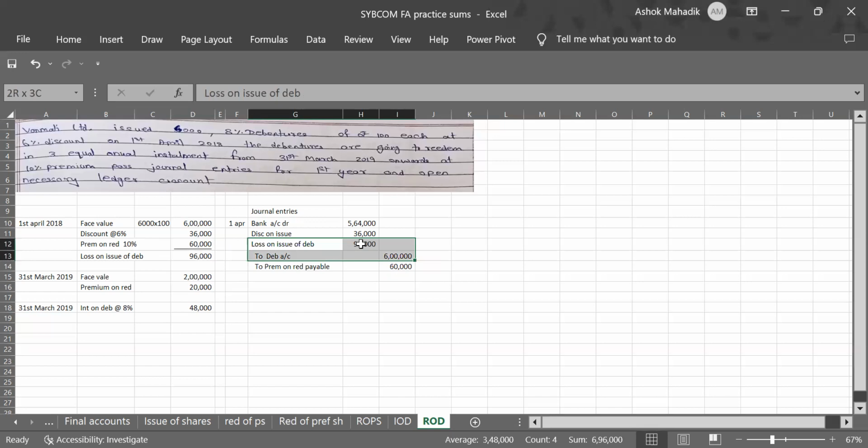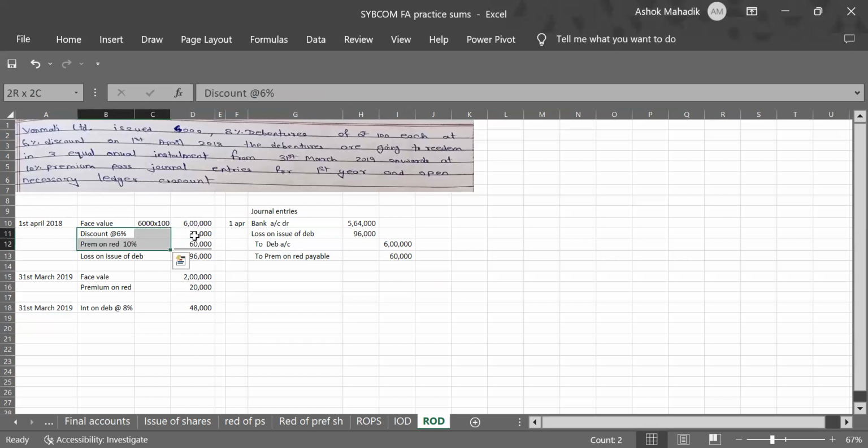Clear? I'm showing you all the bifurcation so that you understand it better. This becomes a net entry, so you have to follow this. That 96 includes these two items. I'll just make it bold. These two items are merged. So bank account debit 564, loss on issue of debentures account debit 96, which includes 36 plus 60.